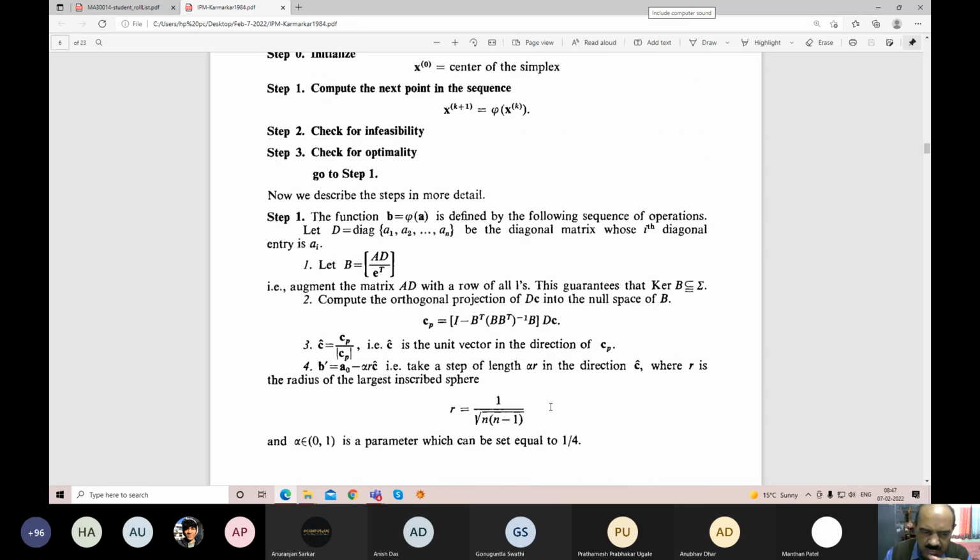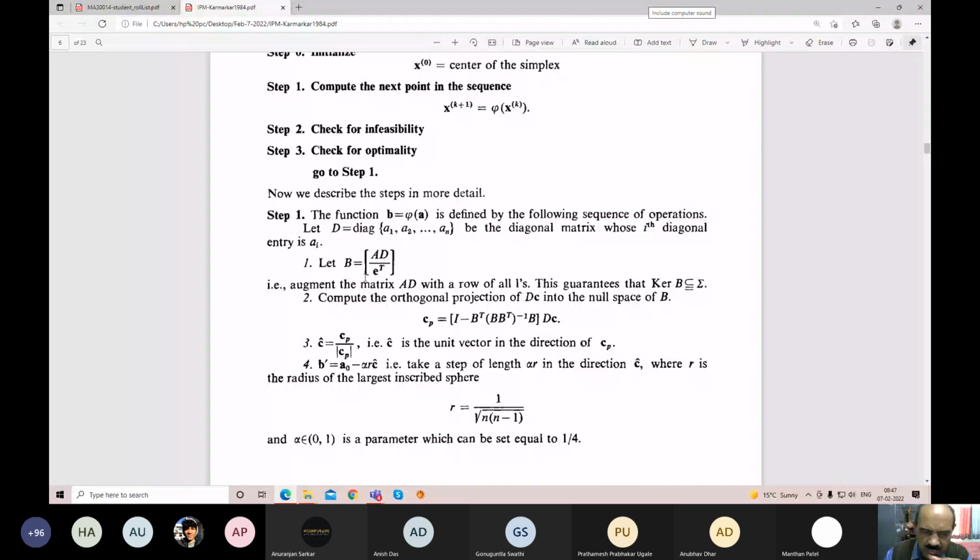Here there is a step. You will find something like B equal to A into D. D is a diagonal matrix, A is what you have formulated, and e is a vector with all elements 1, that is 1 1 1, so its transpose is a row vector. Then we will develop some steps. But finally, what are we doing? We are computing the inverse of B.